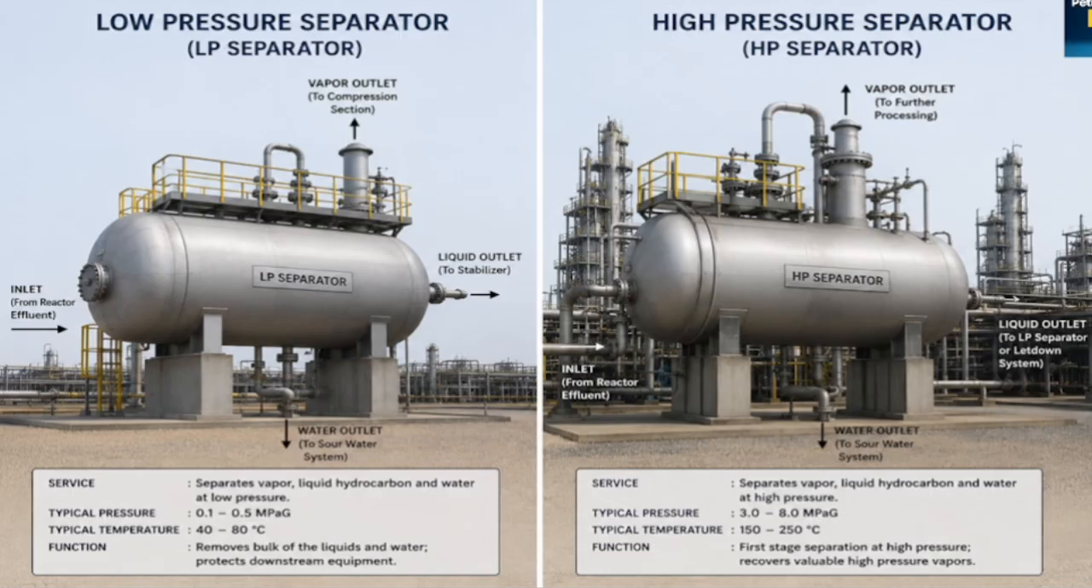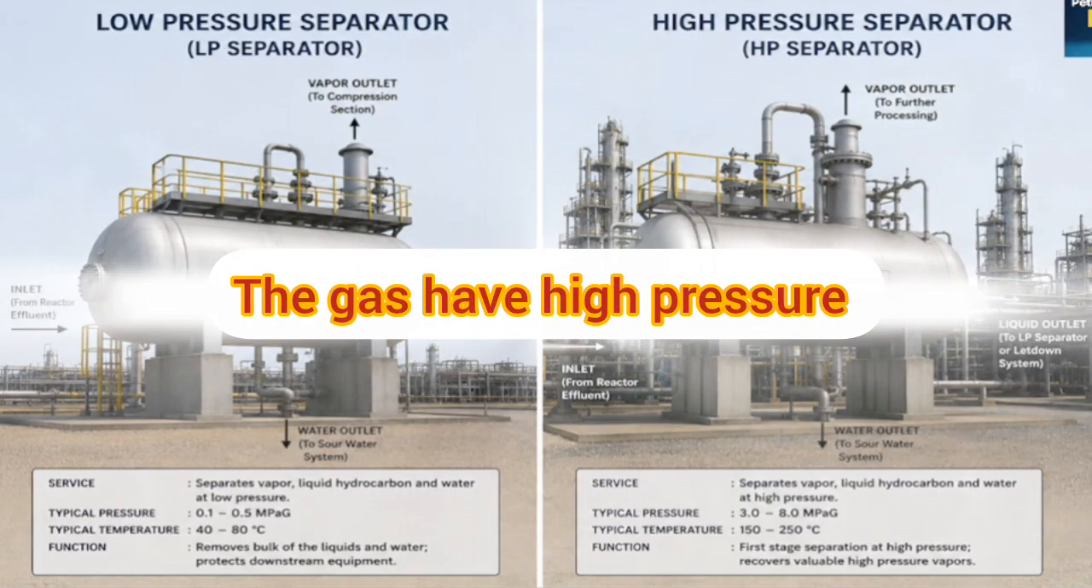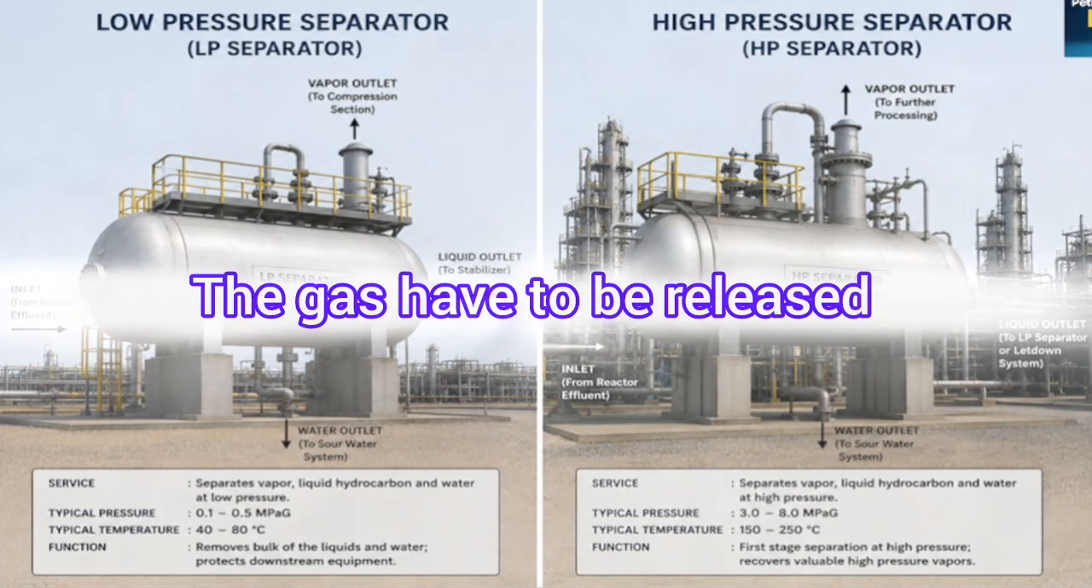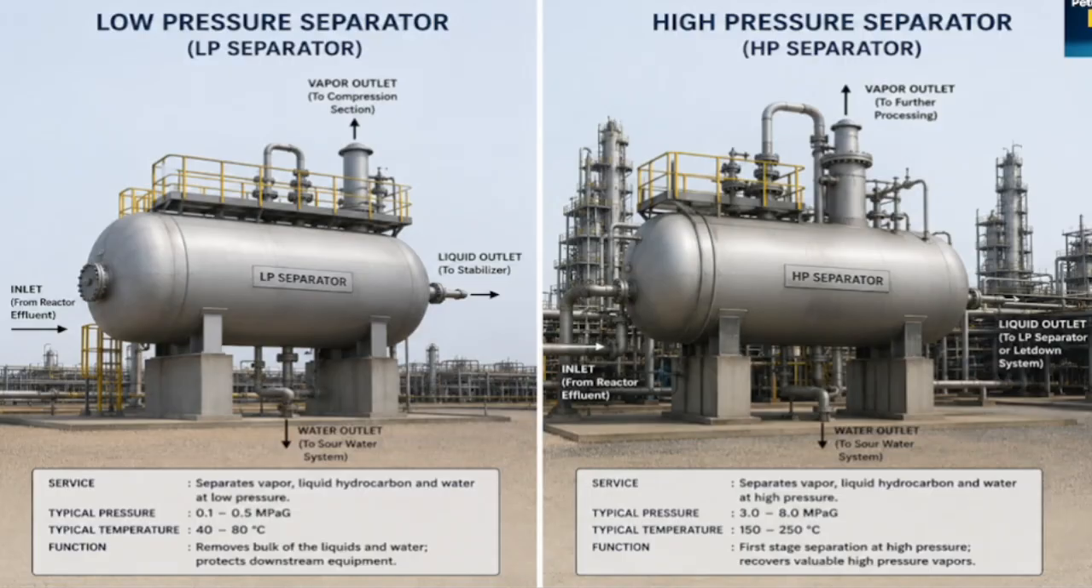The reason why the crude oil is flowing with high pressure is because the gas has high pressure. For it to reduce this pressure, gas has to be released. So the work of the HP, which is high pressure, is to release the gas to the flaring or to the aging. In my next video I will explain the aging associated gas.